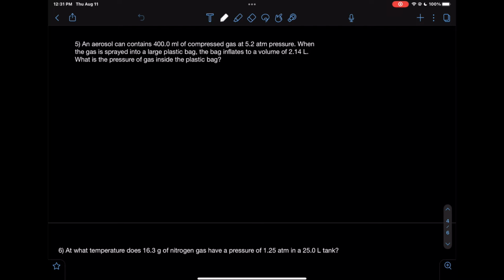Problem number 5 says that an aerosol can contains 400 milliliters of compressed gas at 5.2 atm pressure. When the gas is sprayed into a large plastic bag, the bag inflates to a volume of 2.14 liters. What is the pressure of the gas inside the plastic bag? So to start this one, it's not like the last ones where we're going to be using PV equals nRT. But for this one, we're going to use P1 times V1 equals P2 times V2. So it's saying in this equation that the pressure 1 times the volume 1 will equal the pressure 2 times the volume 2.